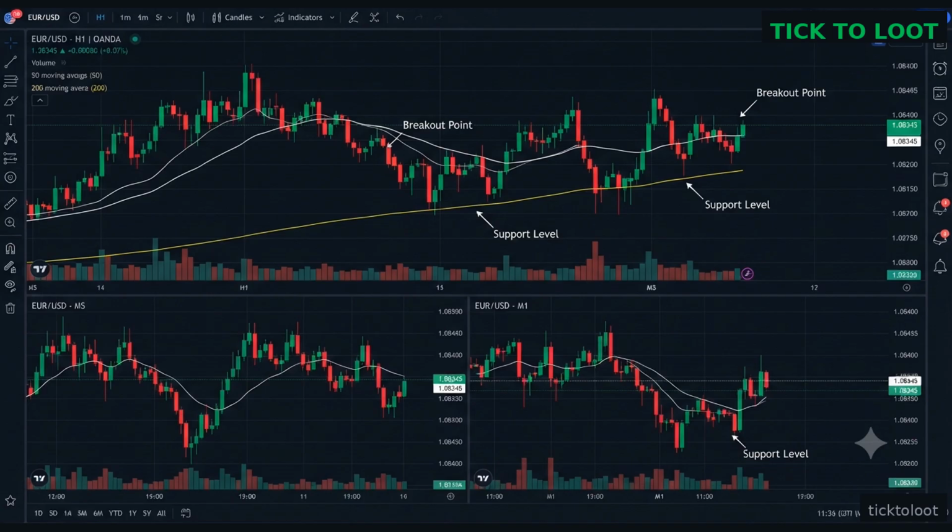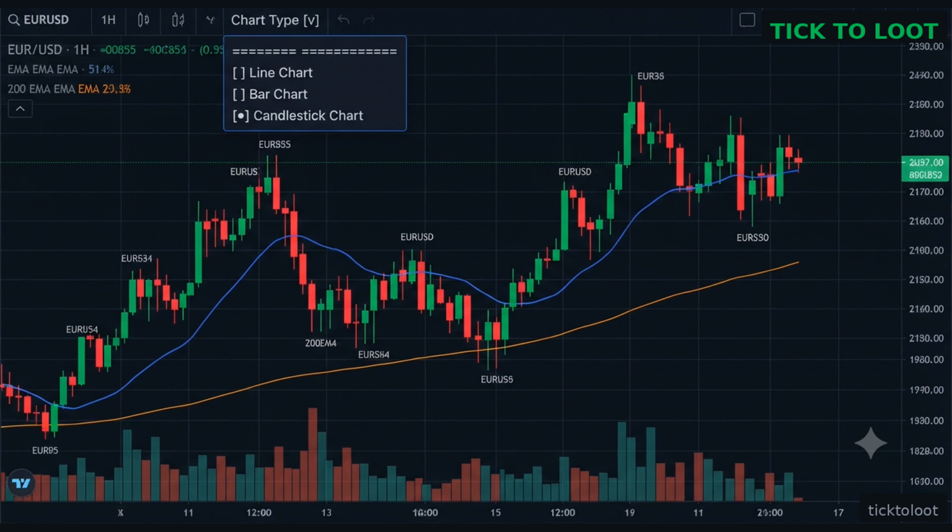Now that we've covered the different chart types, let's talk about time frames. A time frame refers to the amount of time that each candle or bar represents. For example, a 1-minute chart, or M1, shows each candle representing a 1-minute period. We can also use other time frames such as M5, M15, H1, H4, D1, and W1, each representing a different length of time.